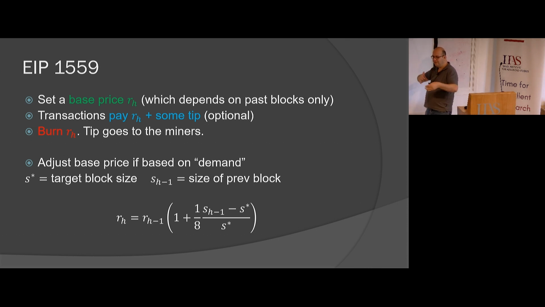This is a reserve price, but you burn the reserve. What is the logic behind burning? The logic behind burning is that if you give the reserve price to the miner, he can put in bids on his own, he can do funky stuff, so you don't give it to him. If you give it to someone else, then we have the side payment issues, so they decided to burn it.